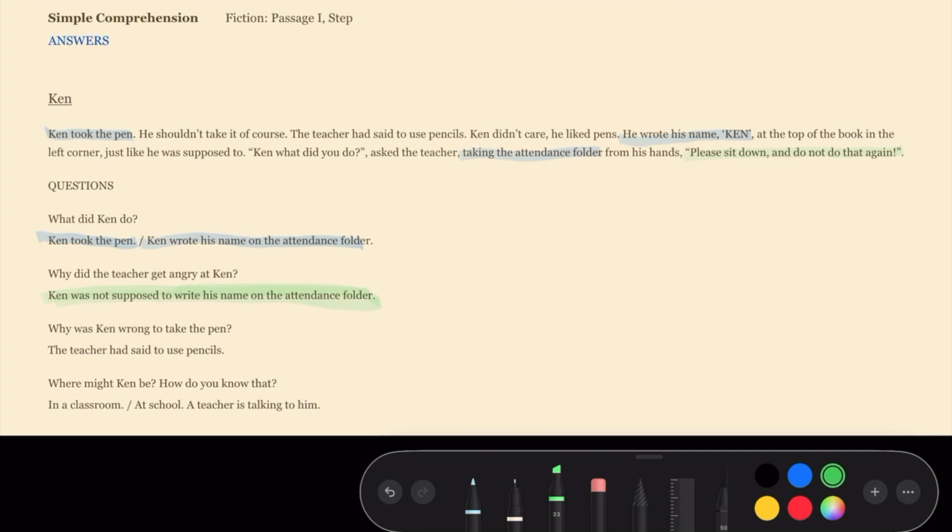Why was Ken wrong to take the pen? Well, the teacher had said to use pencils. It says that in the third sentence. Where might Ken be, and how do you know that? Well, he's probably in a classroom or at school, and we know that because a teacher is talking to him.